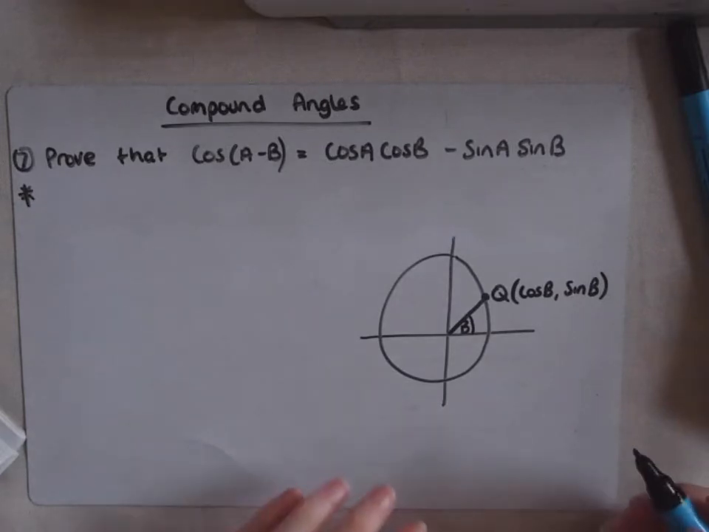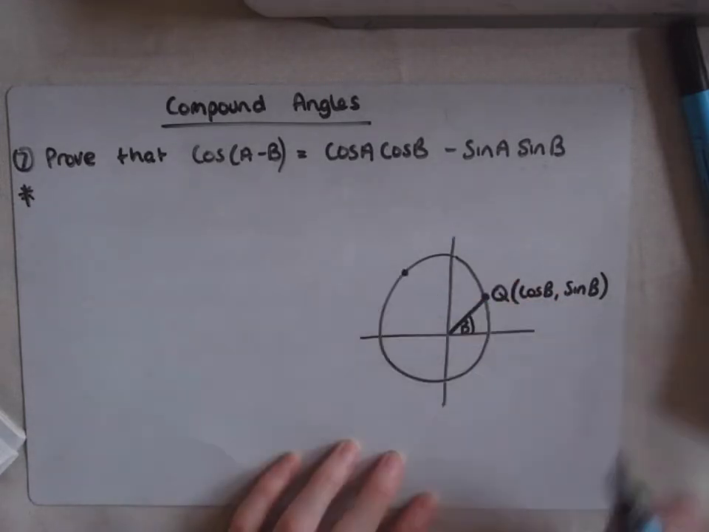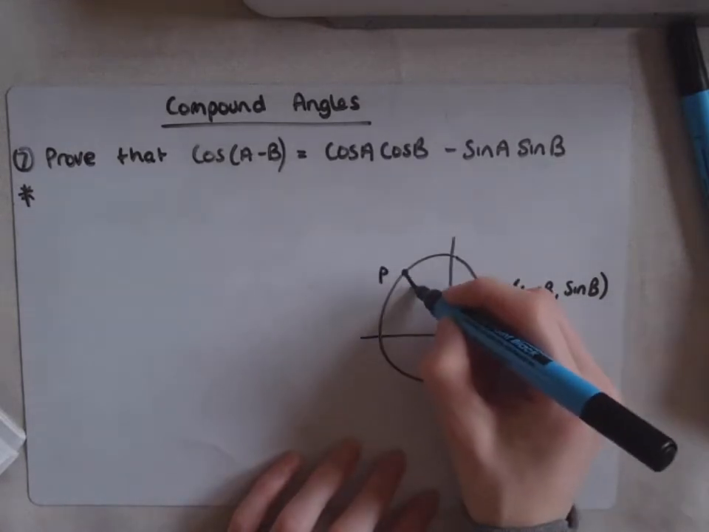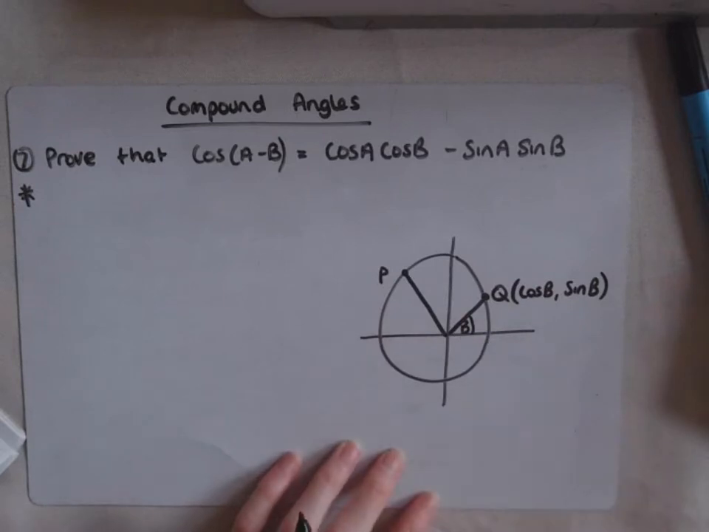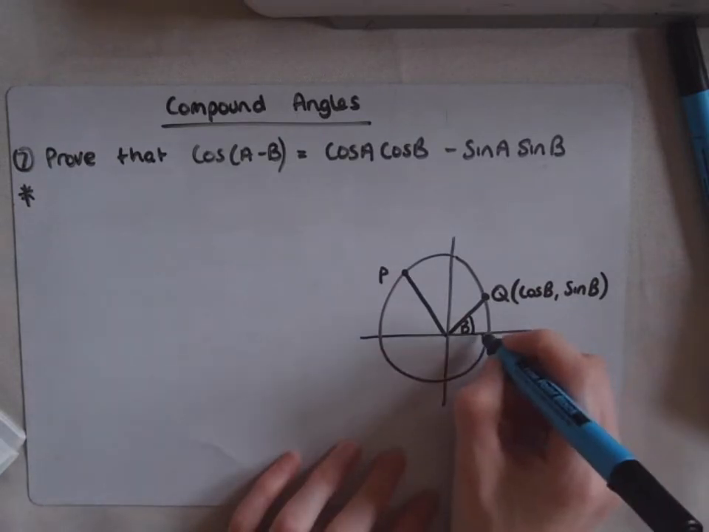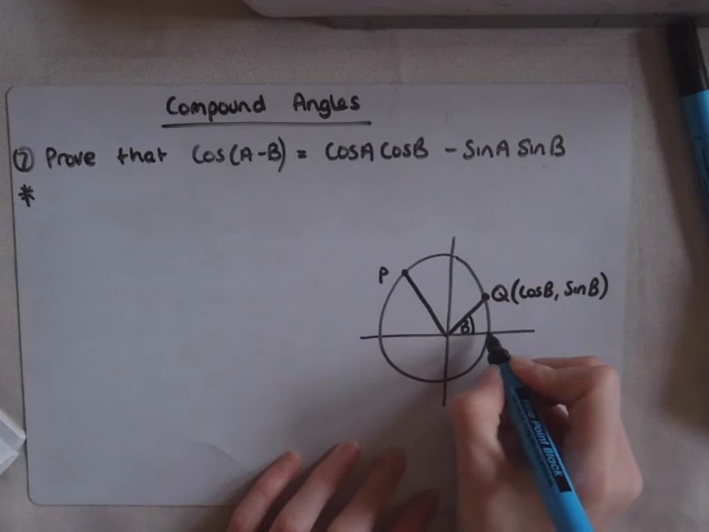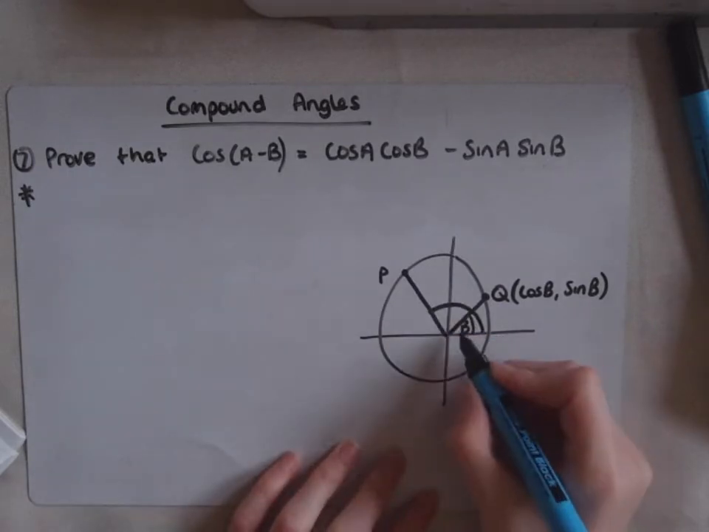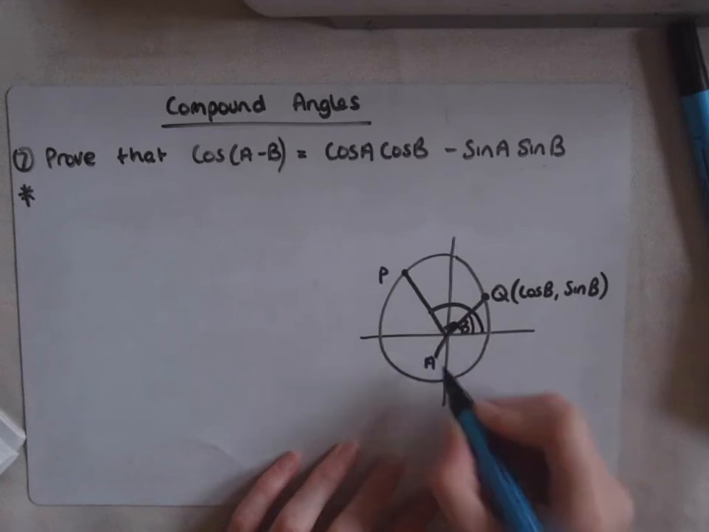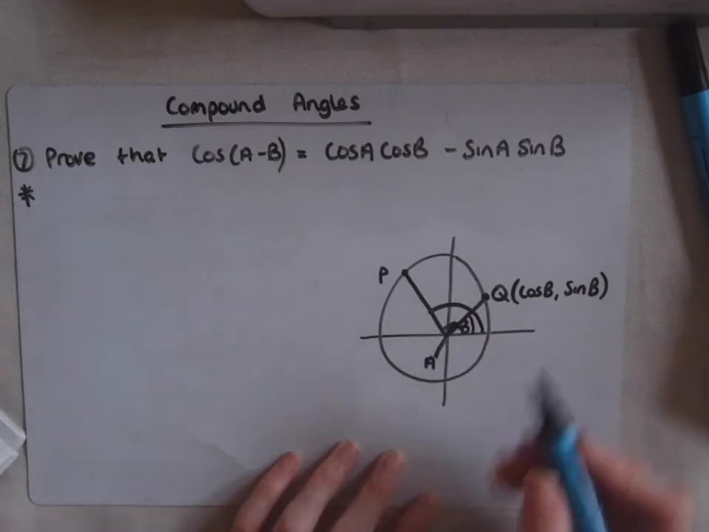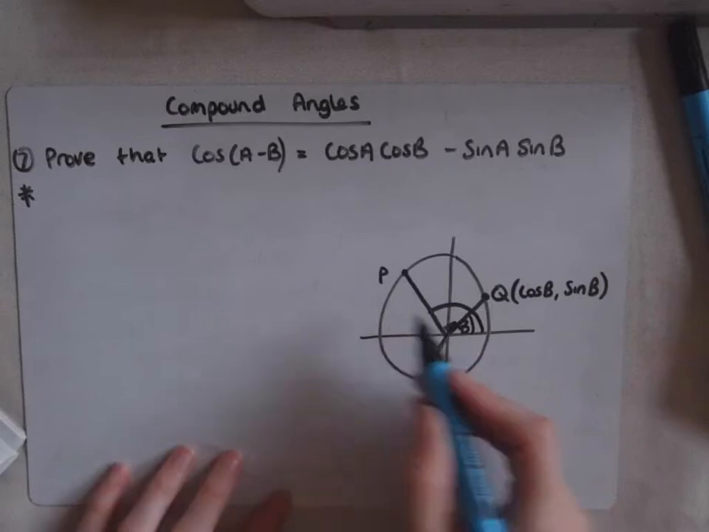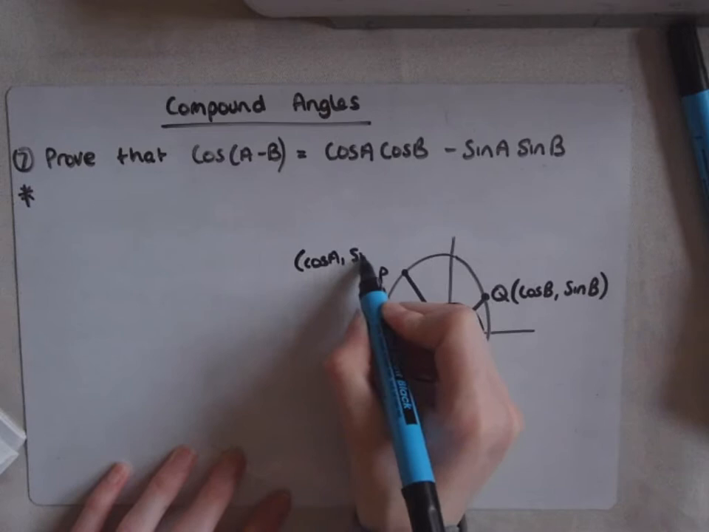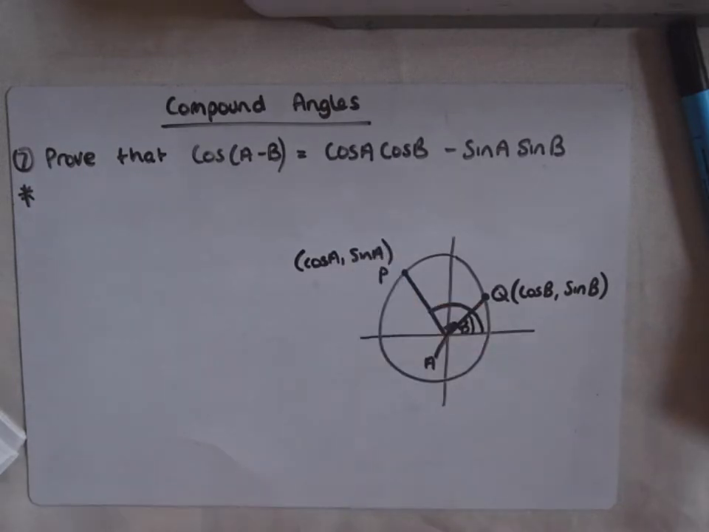Now you also have another point somewhere else over here, and that's point P. And to get to point P, you have this angle, so follow where my pen goes, this angle here. And that angle there is A. So the whole angle is A. So that means this point is cos A, sin A. Now you're learning this picture off.